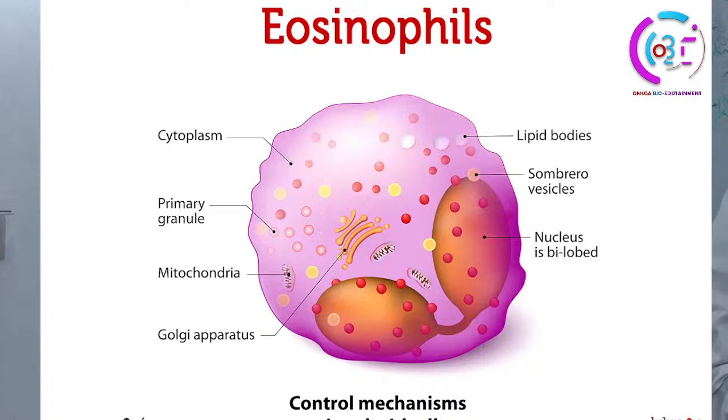Eosinophils also have inflammatory action as well. And because they are extracellular, they have that ability to also trigger what is called an inflammatory response.